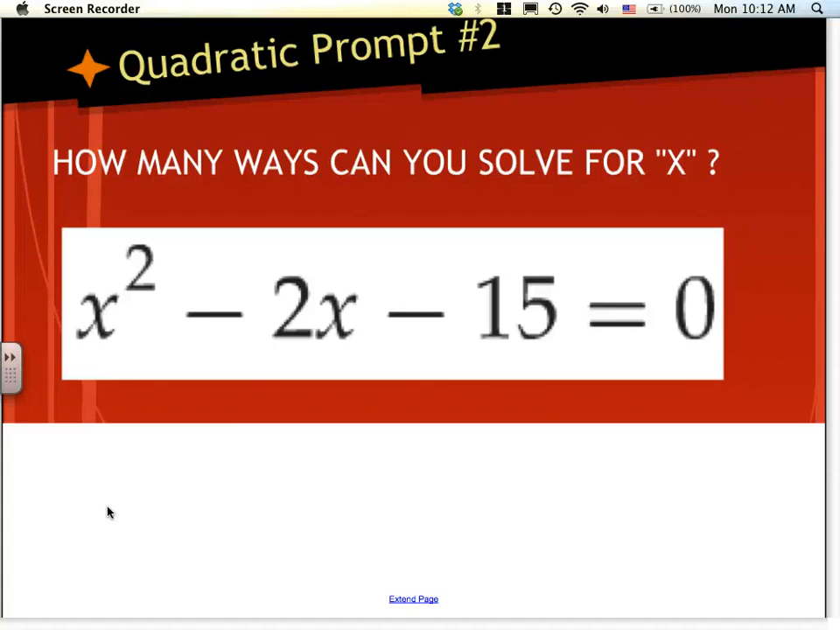Okay, so for this problem right here, I'm going to ask you quickly, how many ways can you solve for x? Completely solve for x, meaning at the end I'm going to have x equals some value. Do you remember how to solve this? If I just present you with this problem, what's the first thing that can come to mind?